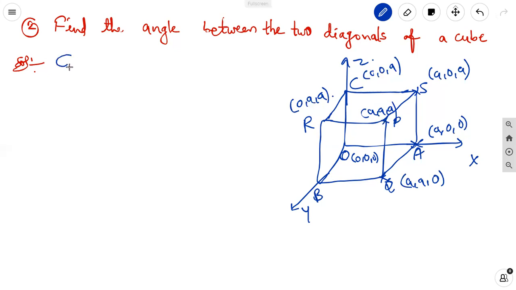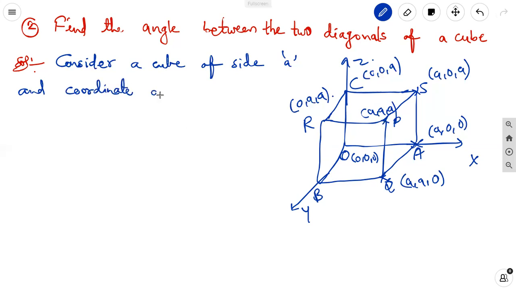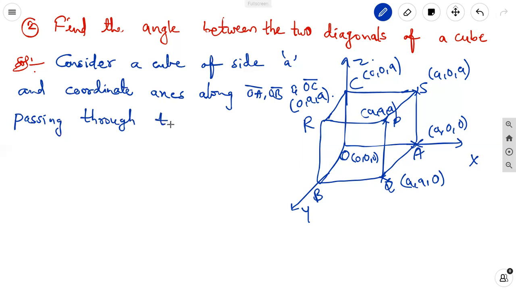First we can consider a cube of side small a and coordinate axes along OA, OB and OC passing through the origin O as shown in the figure.